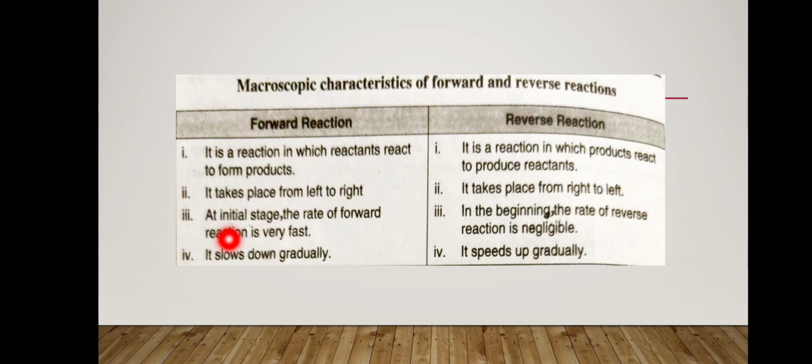At the initial stage, the rate of forward reaction is very fast, as shown in the graph. In the beginning, the rate of reverse reaction is negligible. The forward rate slows down gradually, and the reverse rate speeds up gradually.